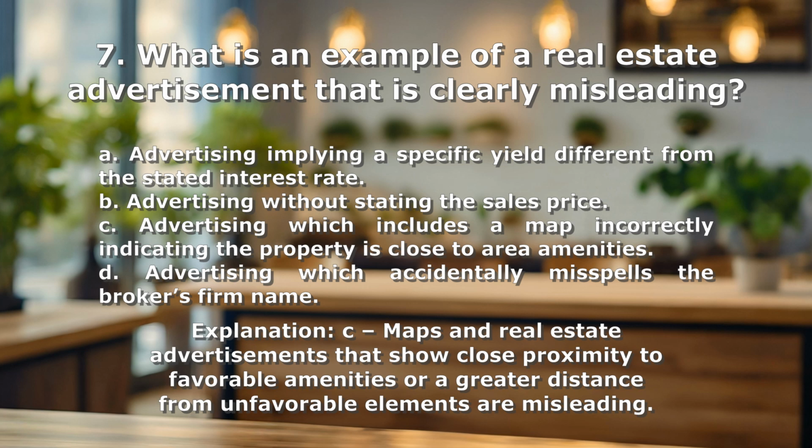So for this one, the map that incorrectly indicates a property is close to area amenities, these people are 100% sure of where the property is located, but they are misleading because they put a map that's incorrect. Maps in real estate advertisements that show close proximity to more desirable or favorable amenities, or potentially greater distance from unfavorable amenities, are misleading.